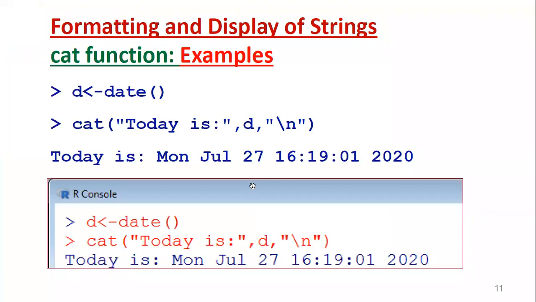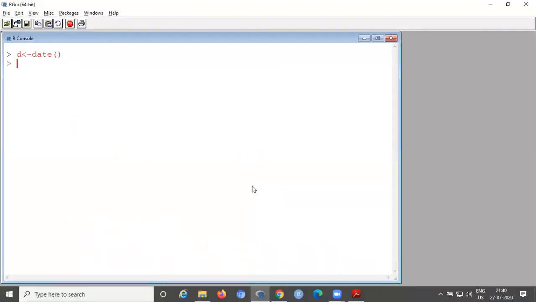Now we define date, that can be moved into d. Now you are defining the cat function. So you are defining "Today is". If you want, you can put a colon also. "Today is:". Now close the quotes. Then simply you can call d, comma. Then use backslash n to display in the new line.